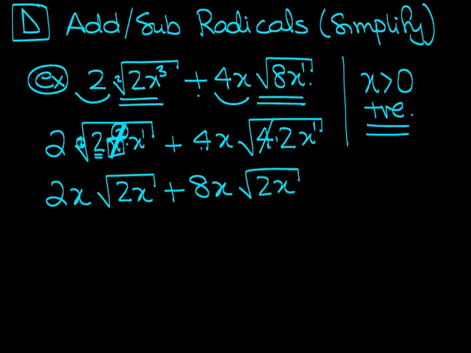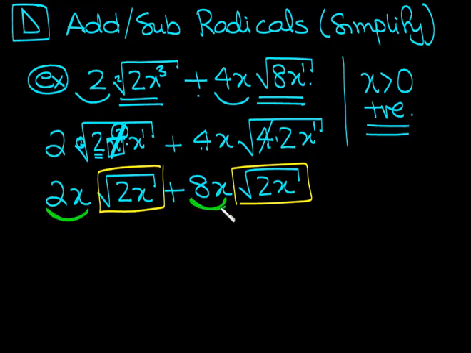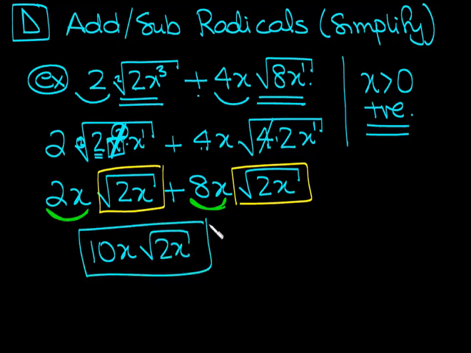So now if you take a look, this radical is exactly the same as this radical. When that happens, I can add whatever is in the front. Okay, so in this case we end up with what? 2x plus 8x is 10x square root of 2x. So there's the answer to that problem. Okay, let's take a look at another example.